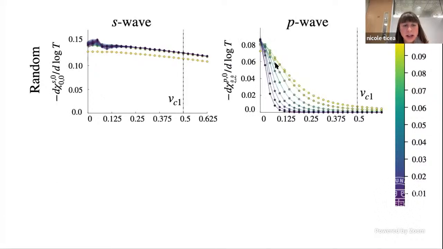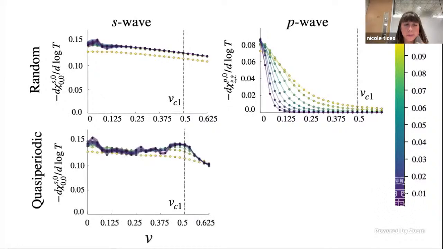Conversely, a P-wave superconductor will be killed off by even very, very small amounts of random impurities, again, as expected. Now let's think about quasiperiodic systems. Here the results are very similar to the random case. I'm marking with a vertical dashed line here the ballistic to diffusive transition for the quasiperiodic system. And as with random disorder, we see that quasiperiodicity does not suppress the superconductivity.